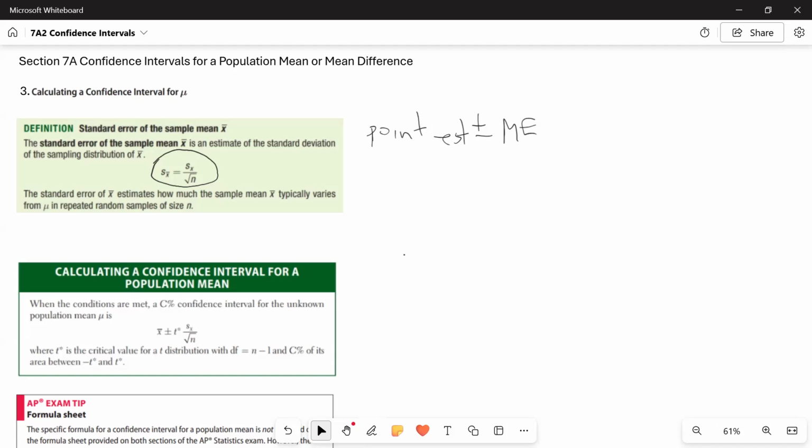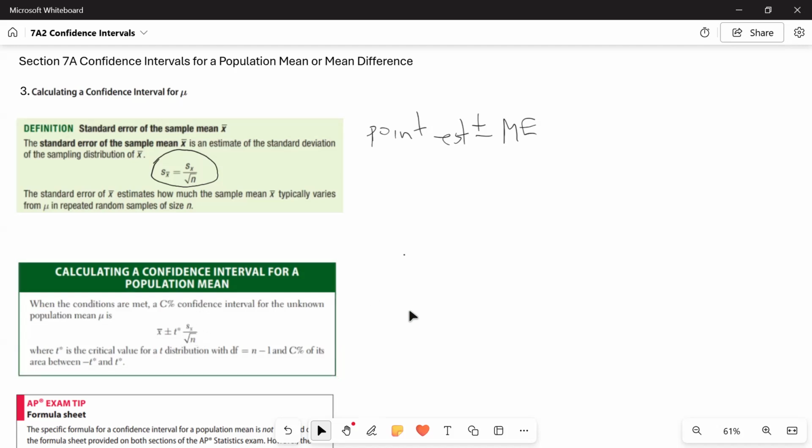So again, when the random, 10%, normal/large sample conditions are met, we can calculate a confidence interval for a population mean. And the formula that we have is our point estimate is going to be X bar plus or minus the T star critical value from a T distribution where the degrees of freedom are n minus 1, or 1 less than the sample size, times the standard error of the statistic. In other words, the standard error of the sample mean. Okay, so it's X bar plus or minus T star times the standard error of the sample mean.